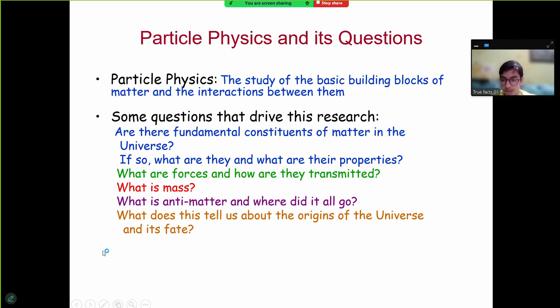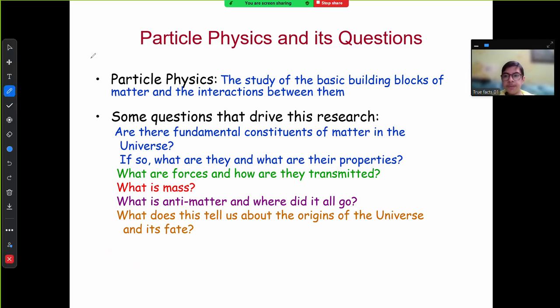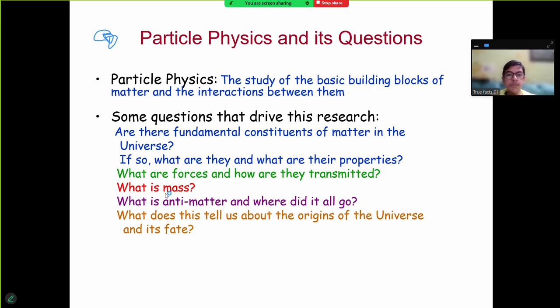We call them particles because particles are making up each and every single thing. Solids are made of particles tightly packed with each other, and just like this, we do everything. So the interactions between particles and the particles themselves are what particle physics aims to study.